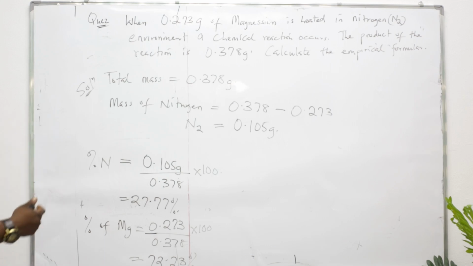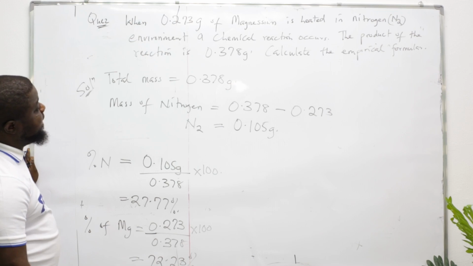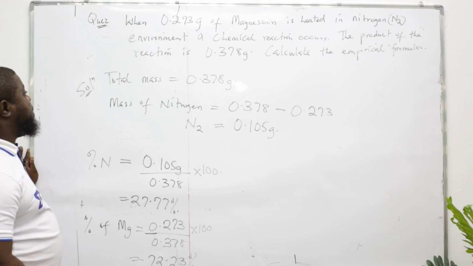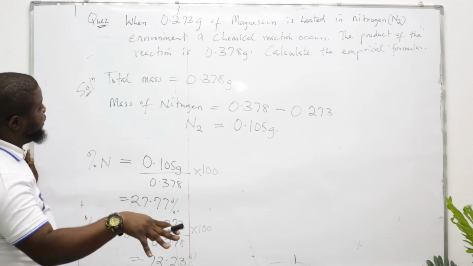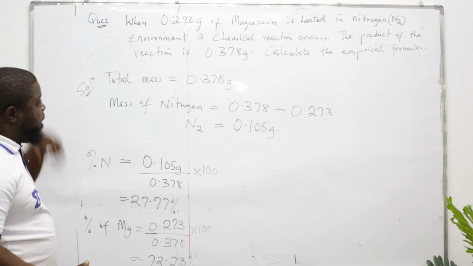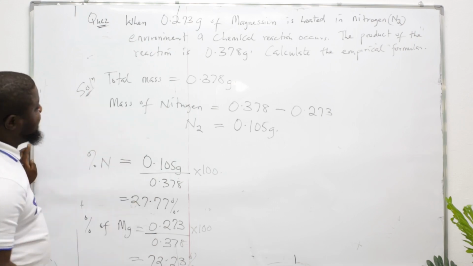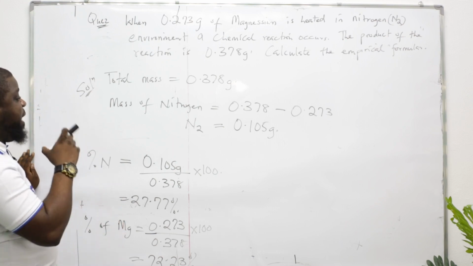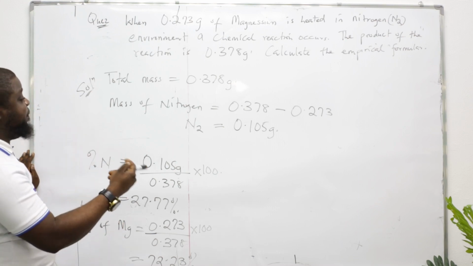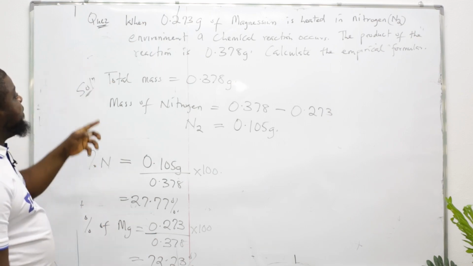Like I said at first, when 0.237 grams of magnesium is heated in a nitrogen environment, a chemical reaction occurs. The product of the reaction is 0.378. In essence, adding the masses of magnesium and nitrogen together gives you 0.378. So first of all, you have to look for the mass of nitrogen. Now we got the mass of nitrogen at 0.105 grams, because the mass of nitrogen will be the product minus the magnesium.